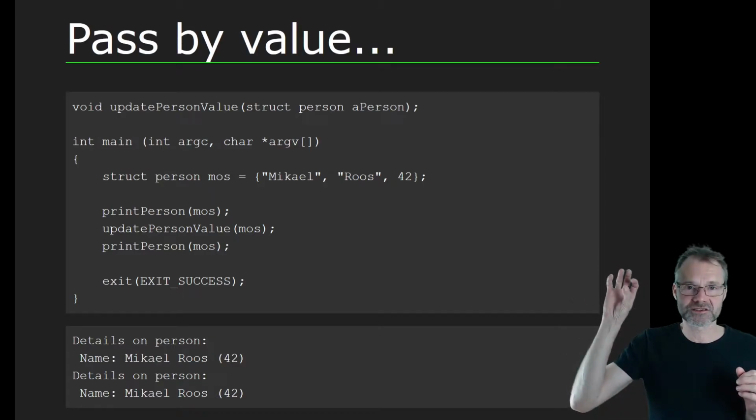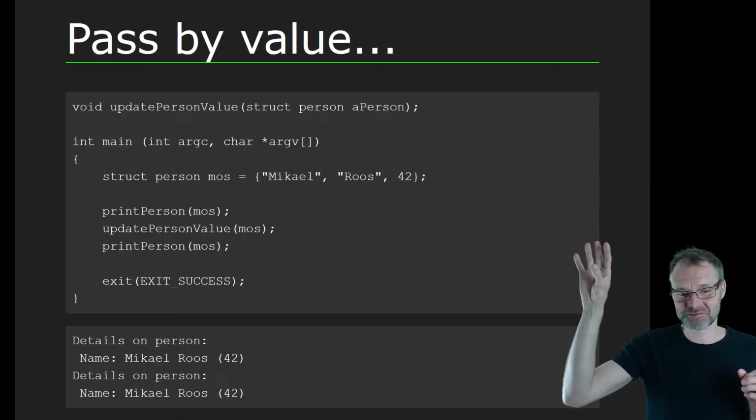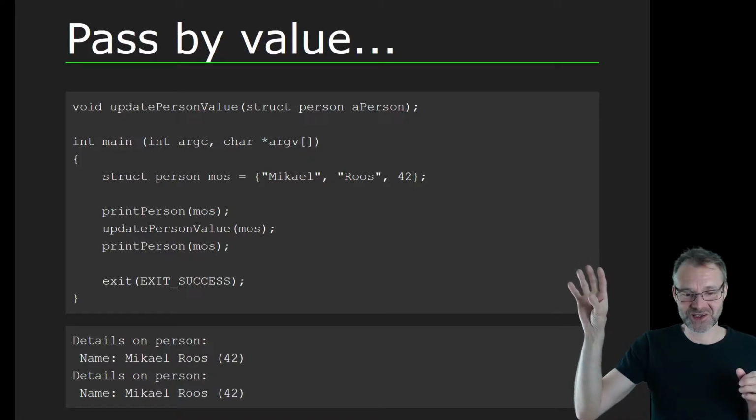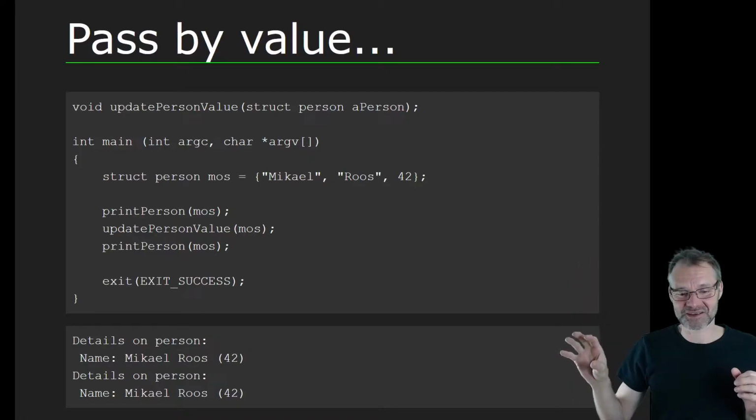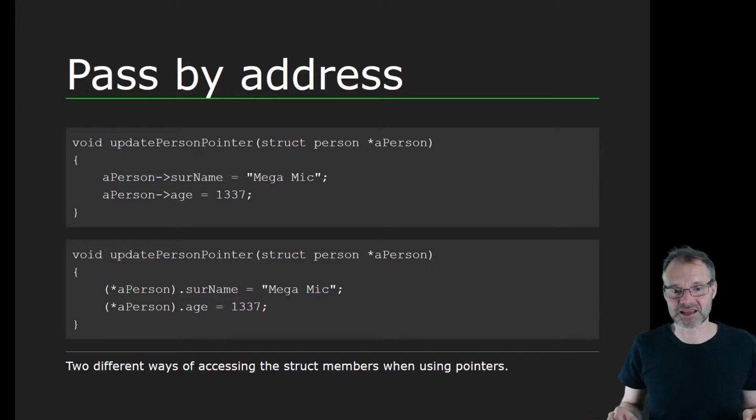So I'm showing how I'm working with this. I'm creating the struct person mouse up there, and then I'm going to print the person, then update it by value, and then print it again. It's going to be the same person here, despite the update person value function trying to change it.